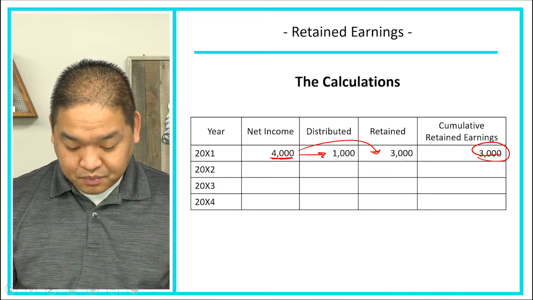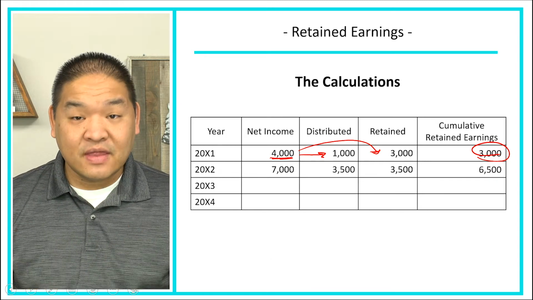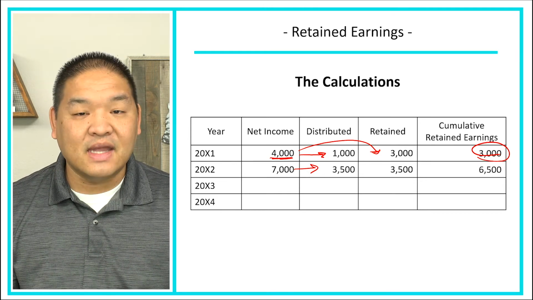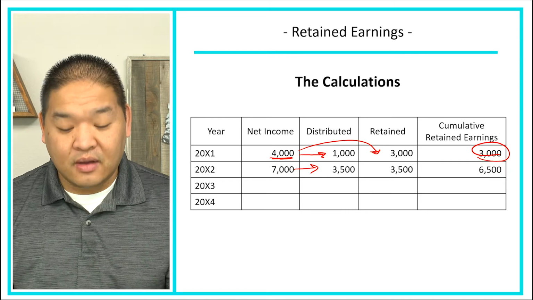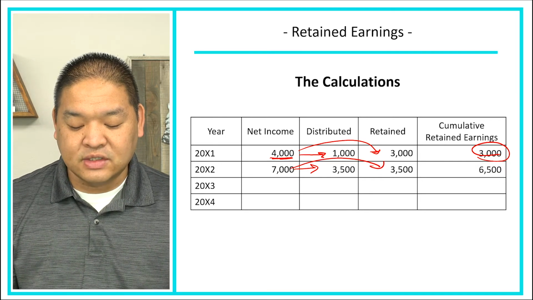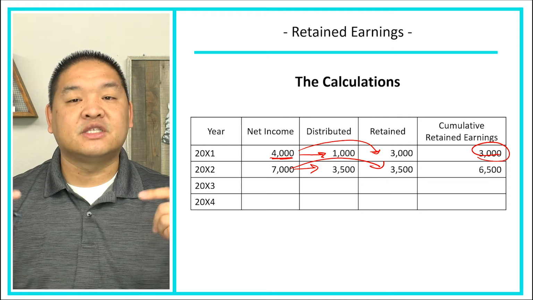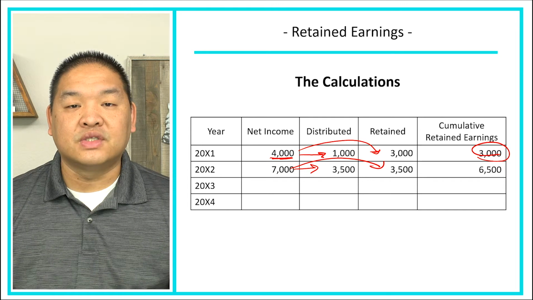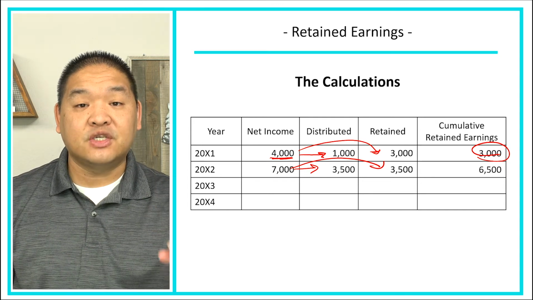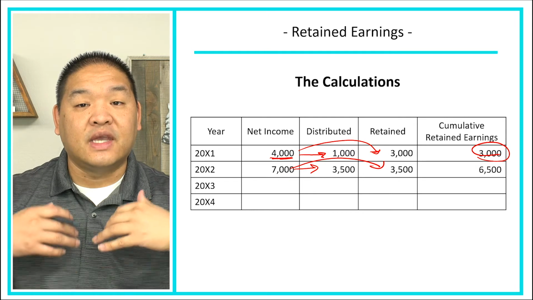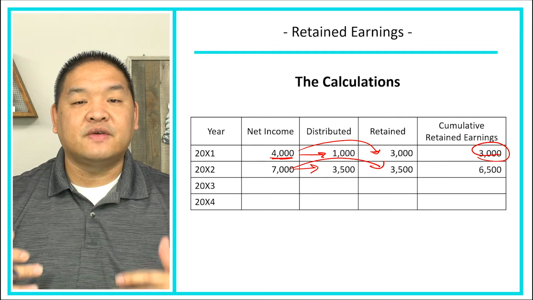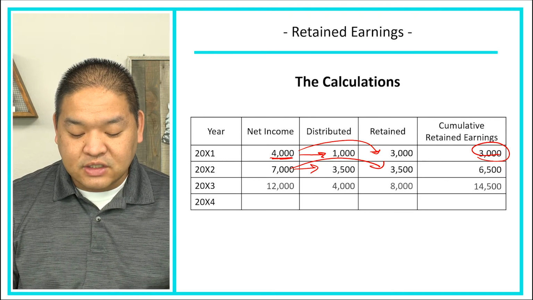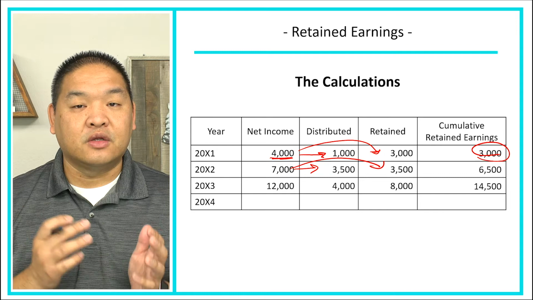Then in year two, the company made $7,000. They decided to distribute $3,500 in that year. Therefore, they are keeping $3,500 of that year's net income. Cumulatively, since the start of the company, they have kept $6,500 of earnings: $3,000 from last year, $3,500 from this year. So again, retained earnings is the cumulative effect of all of the earnings that the company has retained since they first started. If we move on to year three, the company earned $12,000.